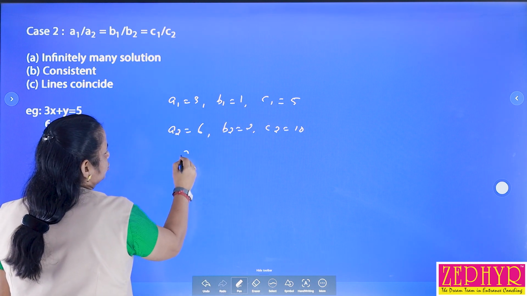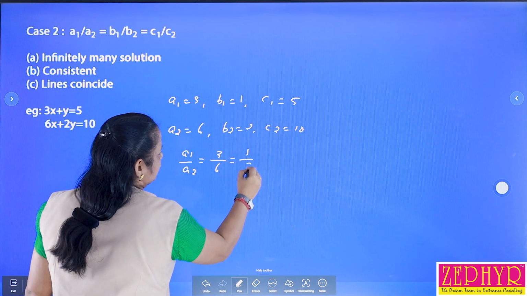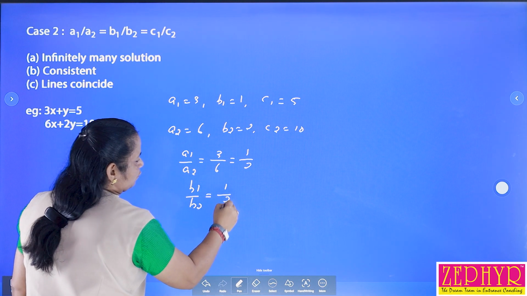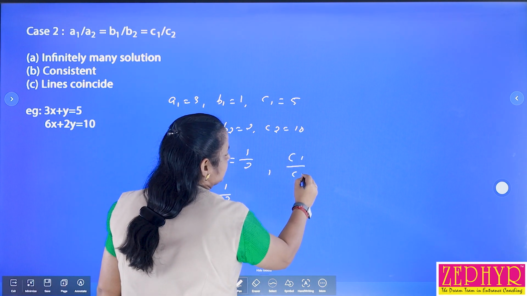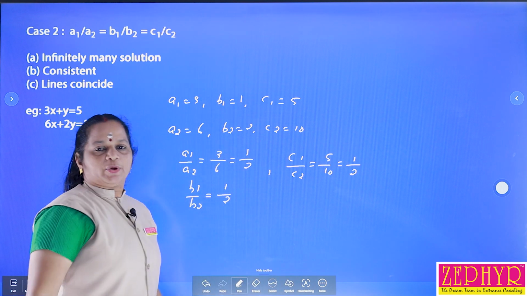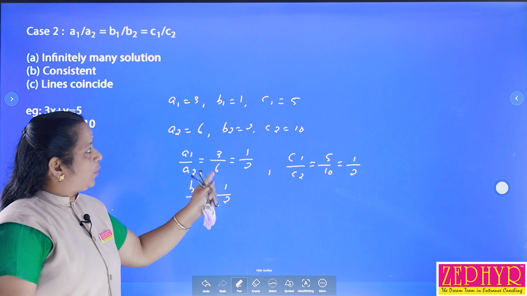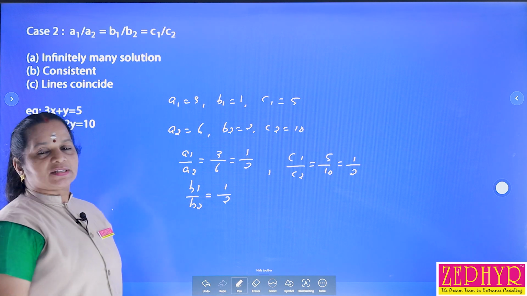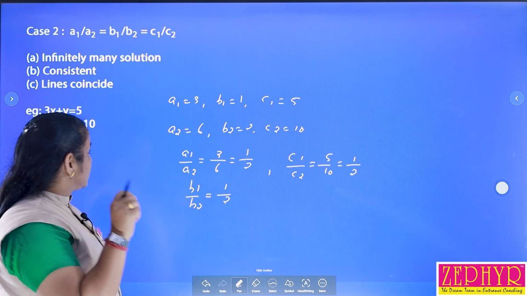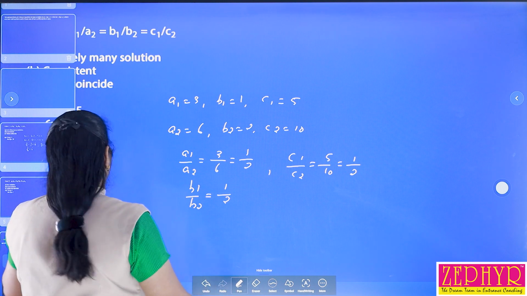What is a1 by a2? a1 by a2 is equal to 3 by 6, or simply 1 by 2. Then b1 by b2 is also 1 by 2, and what is c1 by c2? It is 5 by 10, so it is also 1 by 2. So in this example, a1 by a2 is equal to b1 by b2 is equal to c1 by c2. So this system of equations has infinitely many solutions, the system is consistent, and the lines are coincident. Okay, then we go to the next case.